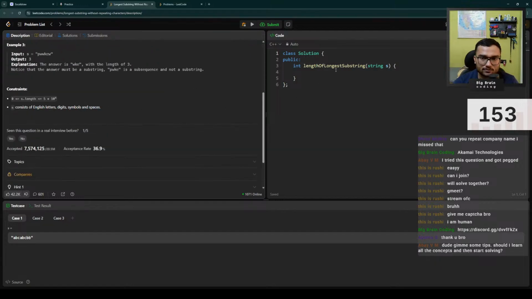Okay, a bunch of things. So we need an unordered set of char. Let's call it cache. Okay. So int left equals 0. First, n equals s dot length. And right is also 0.